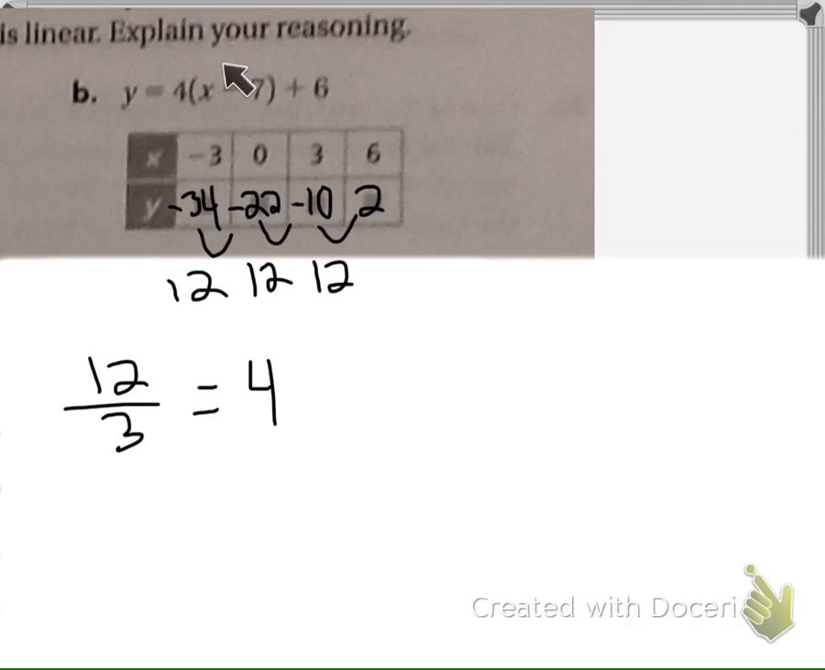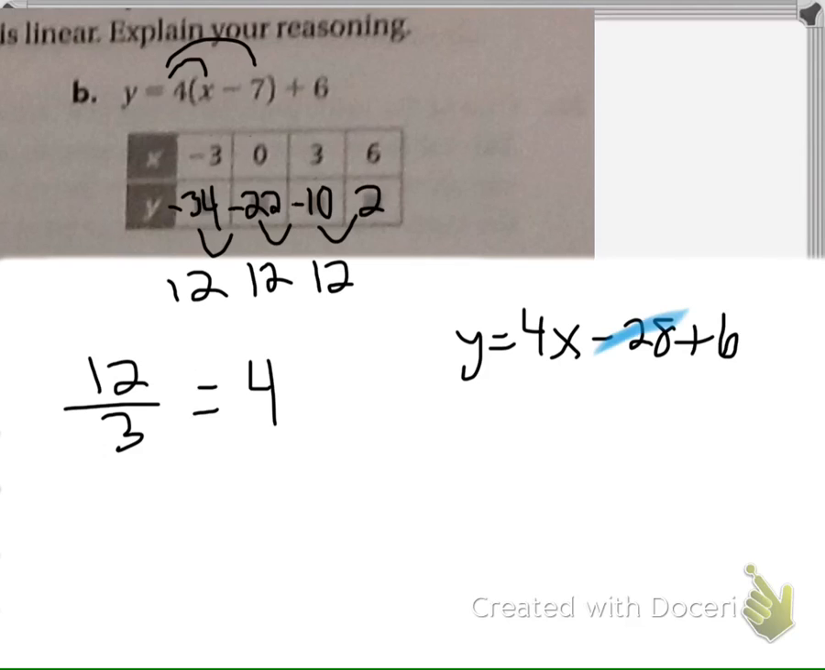Yes, it has parentheses in it, but if I distribute out the 4, so 4 times x and then 4 times negative 7, I get y equals 4x minus 28 plus 6. Then I can combine my like terms, negative 28 and positive 6, and I end up with y equals 4x minus 22. Looking at the table, I found a slope of 4. The y-intercept shows negative 22.